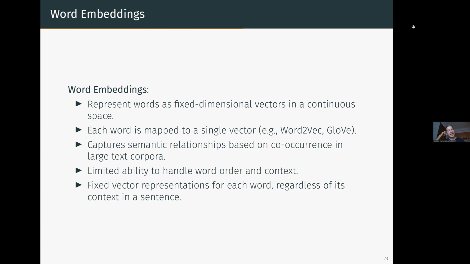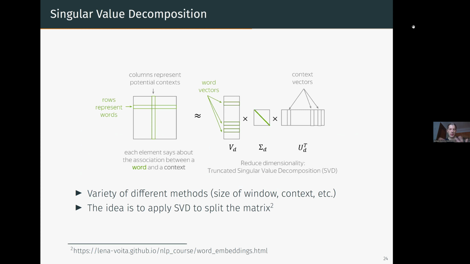And then the relationship between the vectors is the same as the semantic relationship between the words. That's based on co-occurrence in the large text corpora we have. So we have fixed vector representations for each word, regardless of its context in the sentence. So how does this work?